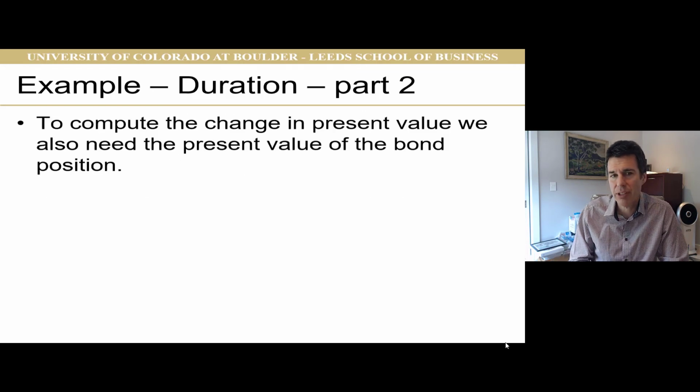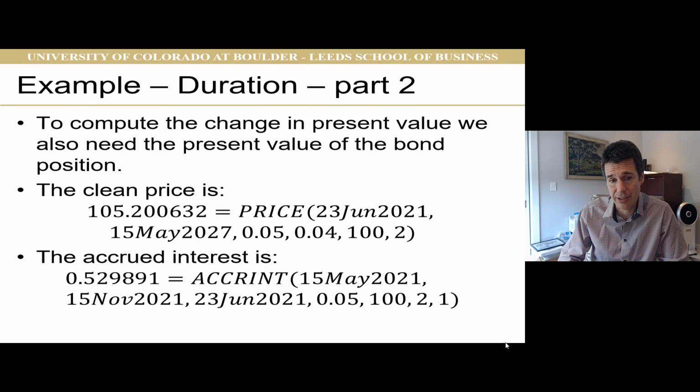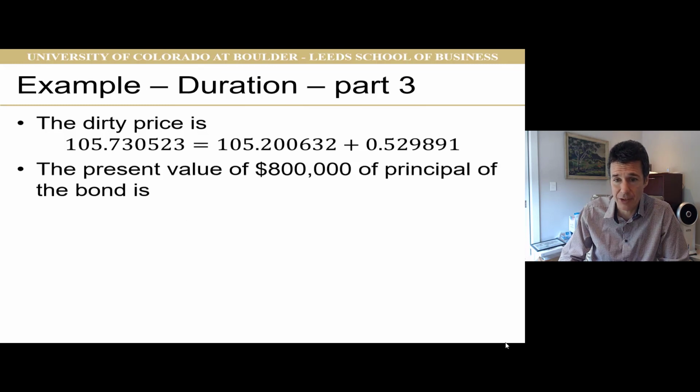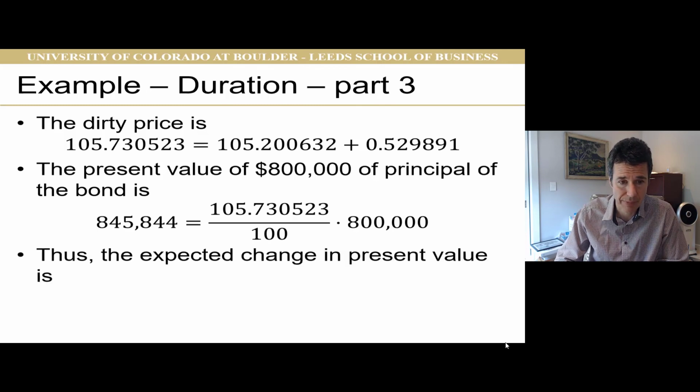To compute the change in present value, we need to find the present value of the bond. The clean price, we use PRICE, and we get 105.200632. The accrued interest, we use ACCRINT, and we get 0.529891. That gives us a dirty price, clean plus accrued, of 105.730523. The dirty price is the present value of $100 of principal. We have $800,000 of principal, so we take the dirty price, divide by 100, multiply by 800,000, we get 844.